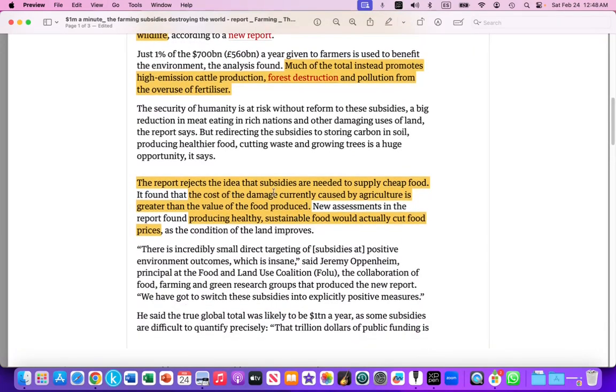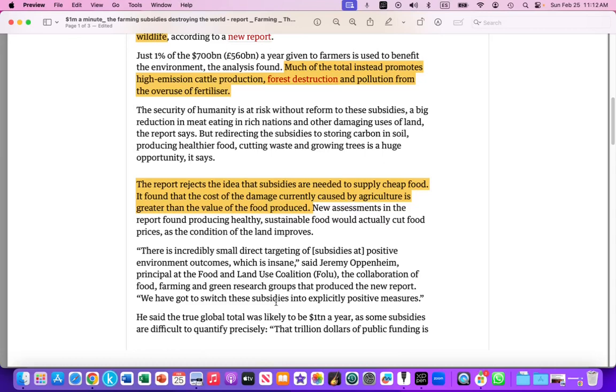Also, I wanted to mention here, this report rejected the idea that subsidies are needed to supply cheap food. We'll see in the model that it reduces price for consumers for food, but the overallocation that it results in will lead to the marginal social cost being greater than the marginal social benefit, the marginal cost being greater than the benefit, which generates a welfare loss. All right, so let's go ahead and begin to illustrate this.